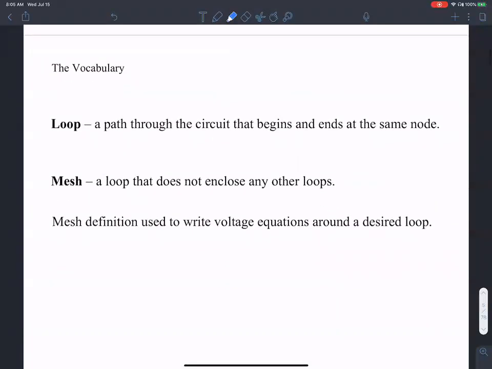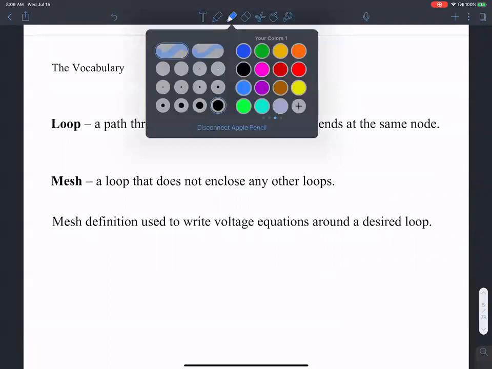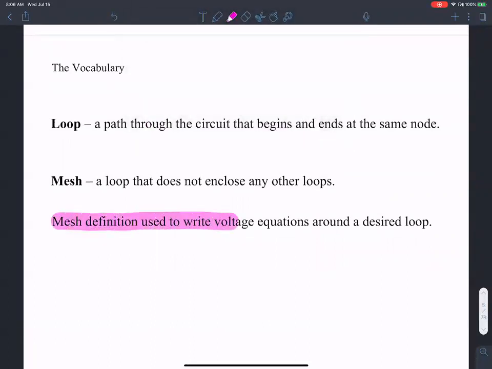Okay. And then you know what a loop is. A loop is a path through the circuit that begins and ends at the same point, but a mesh is a special kind of loop that does not enclose any other loops. Okay, so when it comes to mesh, we look at different meshes and write KVL equations.